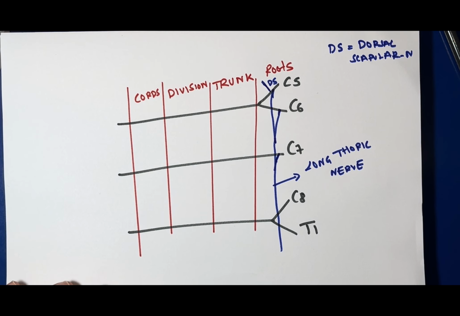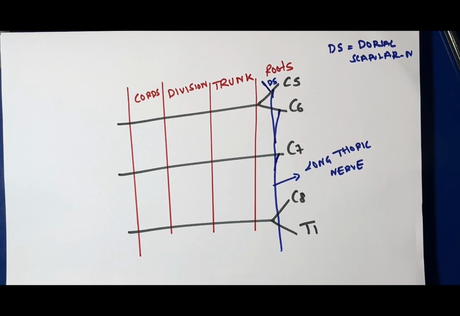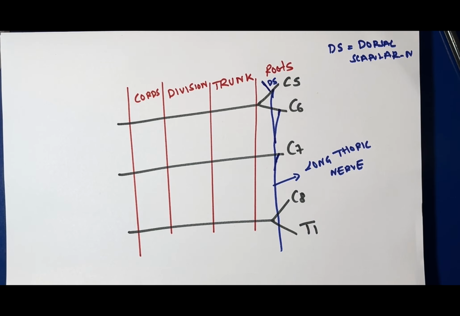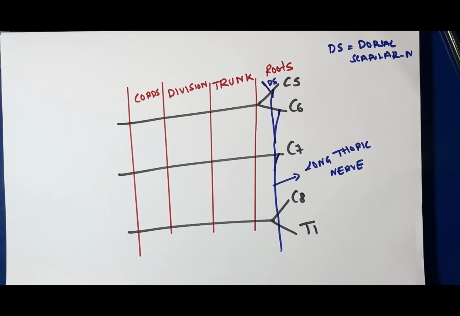If there is any damage, it will cause paralysis to the serratus anterior muscle, leading to winging of scapula. Now don't worry what is winging of scapula. You just listen to this. Winging of scapula will be taught in the next video in the upcoming topic, which is muscles of back. Now you have seen the branches of the roots.